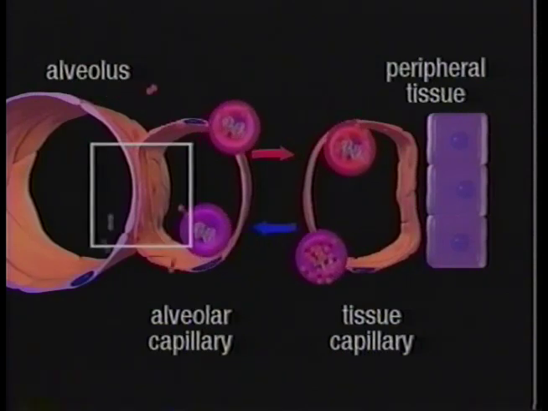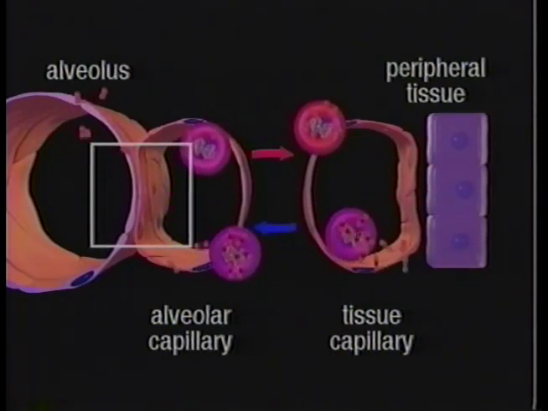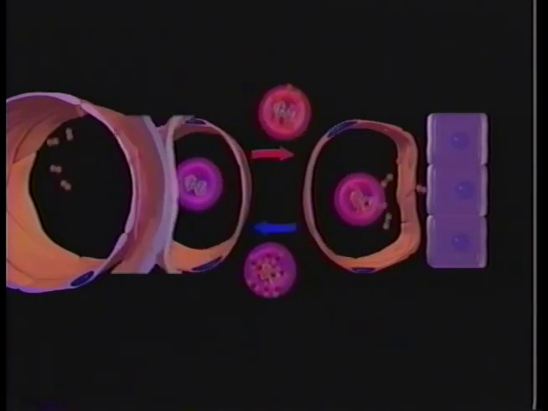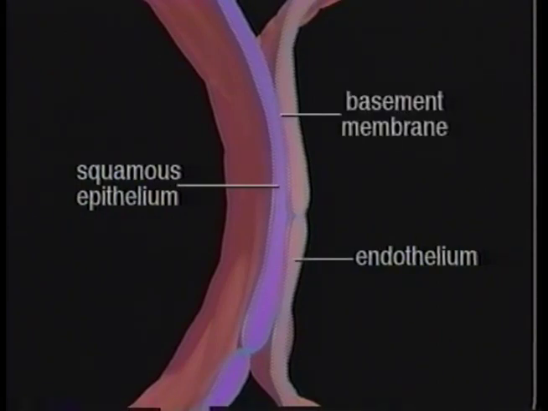Gases exchange here, across the respiratory membrane, which separates the air within an alveolus from the blood in the surrounding capillaries. The respiratory membrane is a composite structure of 3 layers. A simple squamous epithelium faces the air inside an alveolus. Next to these cells is the endothelium that lines alveolar capillaries. The alveolar epithelium and the capillary endothelium are separated only by their fused basement membranes.